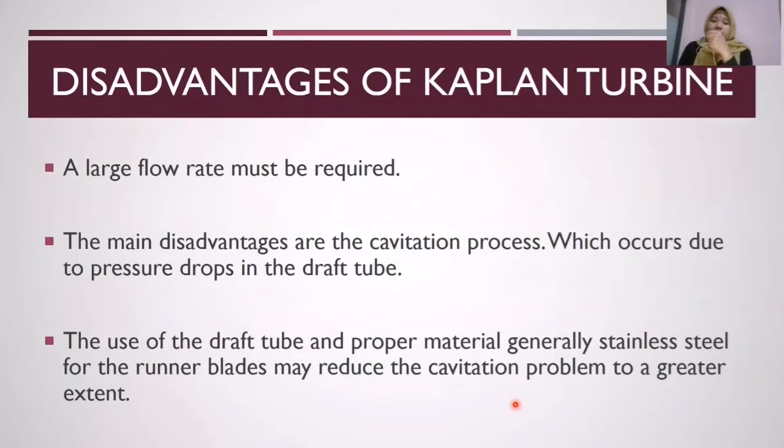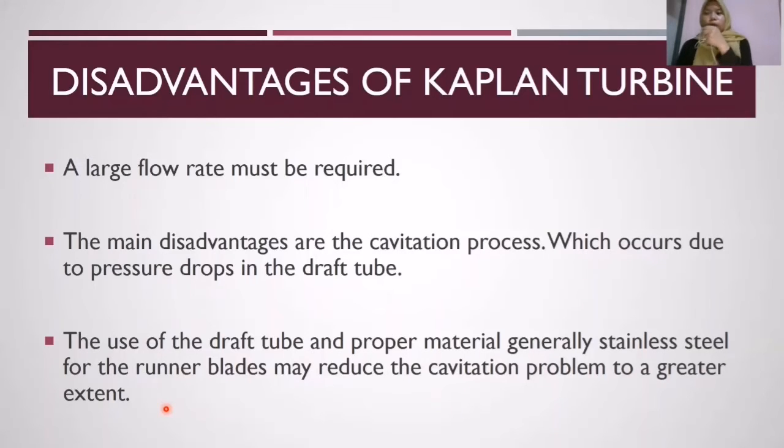Okay, the disadvantage of Kaplan turbine. A large flow rate must be required. The main disadvantage is the cavitation process that occurs due to pressure drops in the draft tube. The use of the draft tube and proper material, generally stainless steel, for the runner blades may reduce the cavitation problem to a greater extent.